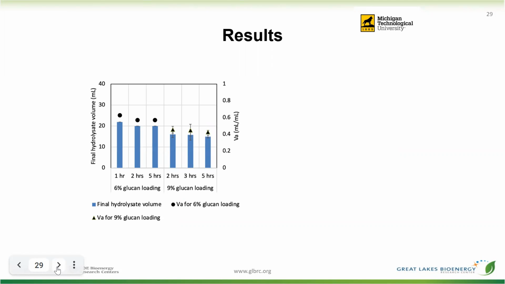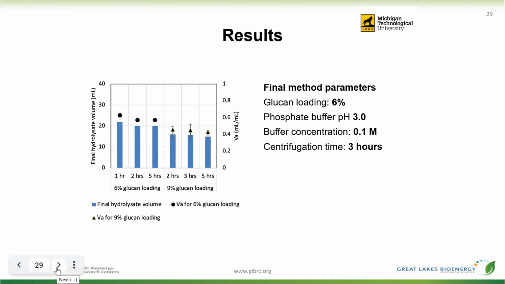Hydrolysate volume was tested for different buffer concentrations and centrifugation times. The 6% glucan loading samples had higher filtrate volumes. At 9%, there was no hydrolysate at 1 hour centrifugation. That is why we don't have any data points for that 1 hour centrifugation for 9% glucan loading. The volumes of hydrolysates were higher for 6% glucan loading at all conditions, which makes it evident that the liquefaction was better at 6%.